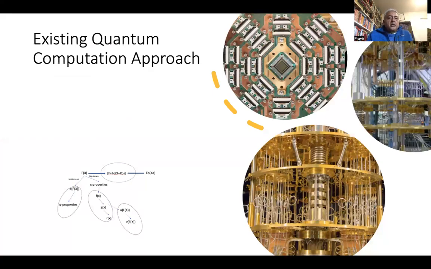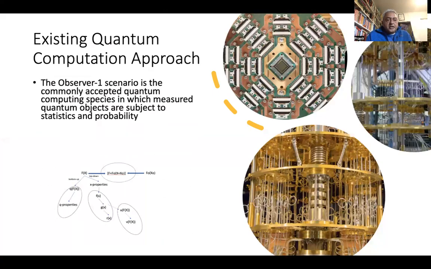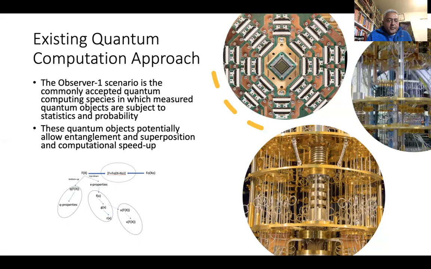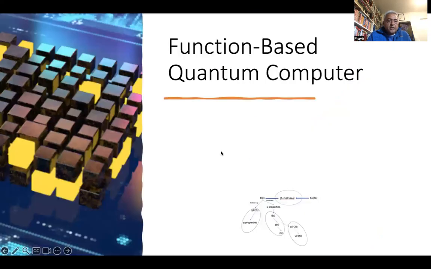So looking at some technologies, when we consider the observer one scenario, I'm suggesting this is the commonly accepted quantum computing species, in which quantum objects are subject to statistics and probability. And then these quantum objects allow entanglement and superposition and computational speed up. And we can see representations of existing technologies that are based on this.